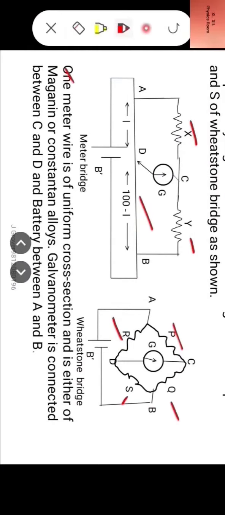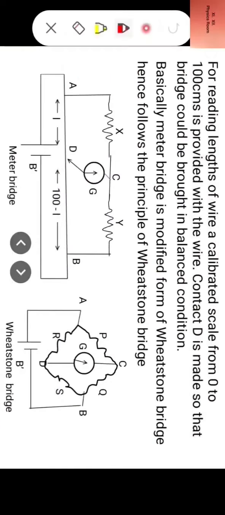The 1 meter wire is of uniform cross-sectional area and is either of manganese or constantan alloy. Galvanometer is connected between C and D and battery between A and B. Now for reading lengths of wire, a calibrated scale from 0 to 100 centimeter is provided with the wire. Contact D is made so that bridge could be brought in balanced condition, that is slidable on wire.